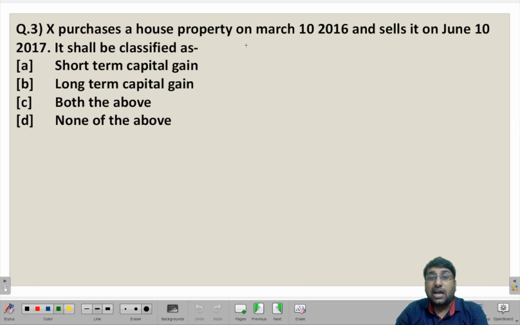X purchases a house property on March 10, 2016 and sells it on June 10, 2017. It shall be classified as dash. Here is a case study where you need to recall how you classify a property into a short-term capital gain or a long-term capital gain. The first important aspect is whether it's an immovable property, movable property or a security. Since it's a house property, it is an immovable property; it cannot move from its place.